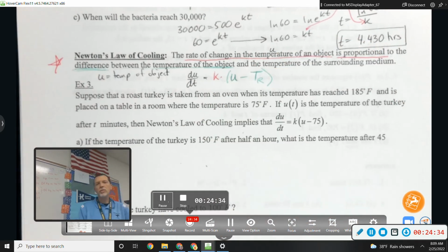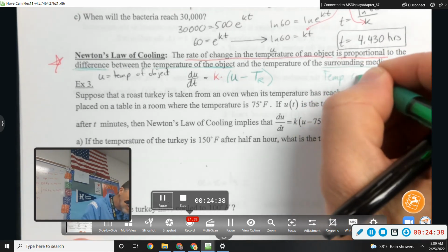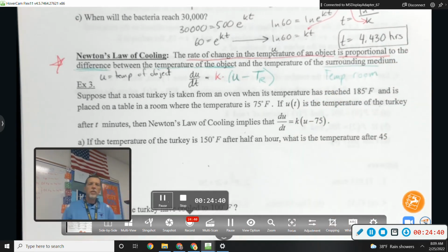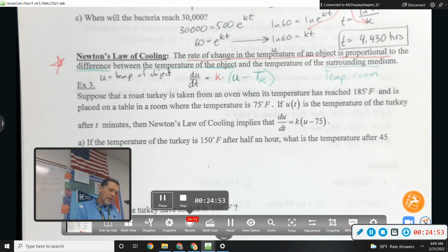Temperature of the room, TR. You could just do R. Room. RT, room temperature, or whatever. I was trying to avoid using T, and obviously I was unsuccessful. Let's pause for a minute.